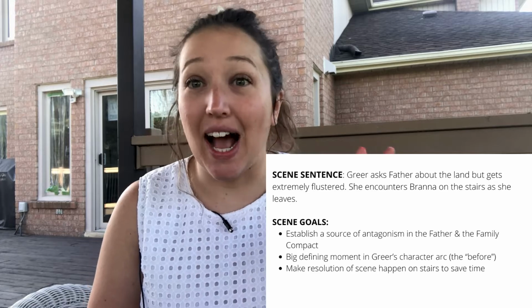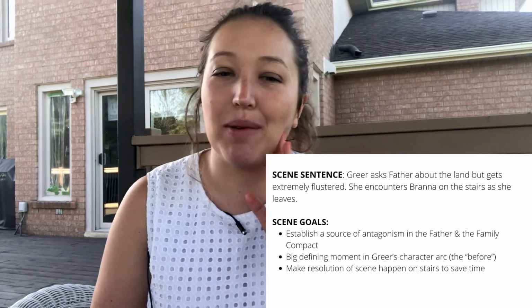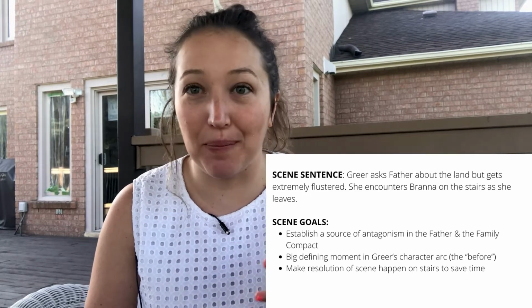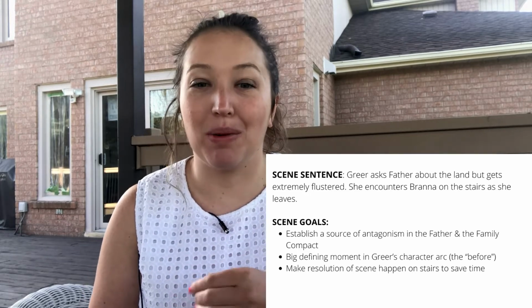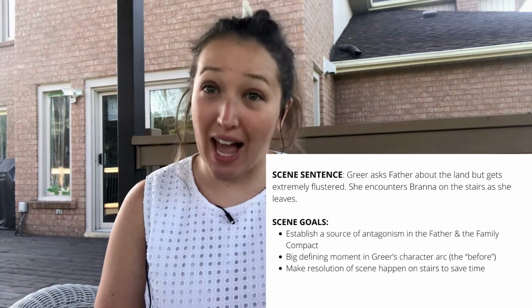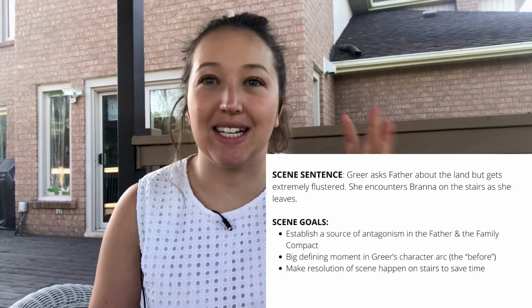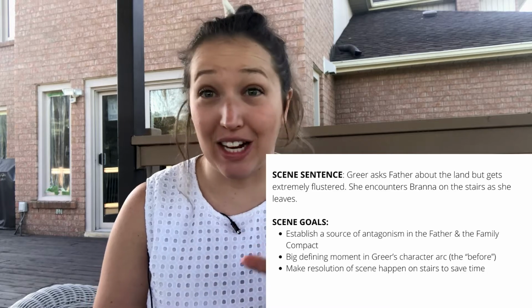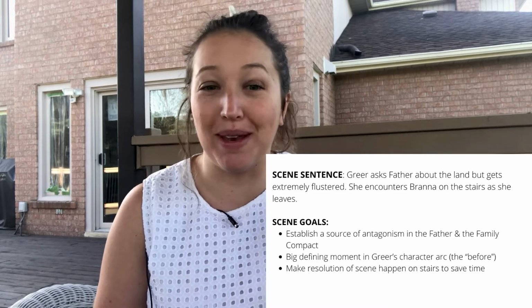And in this scene, I wouldn't write this down necessarily, but I would know in my head kind of what the purpose is because I came up with that while I was outlining. So this scene in particular, I know the purpose is to establish a source of antagonism in the father and his friend group. It's a big defining moment in Greer's character arc. It's actually like the before moment.